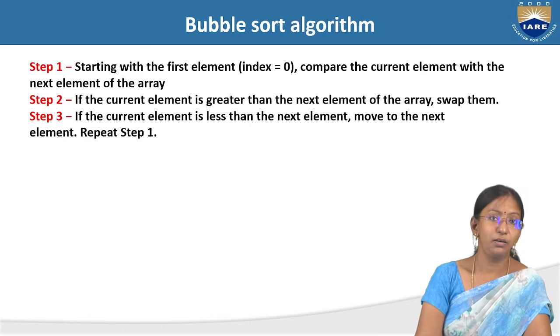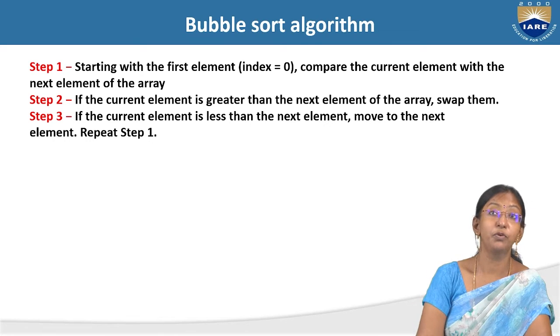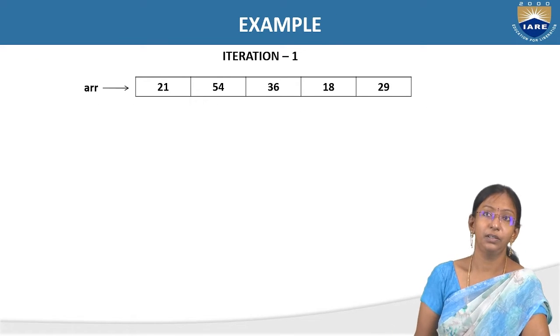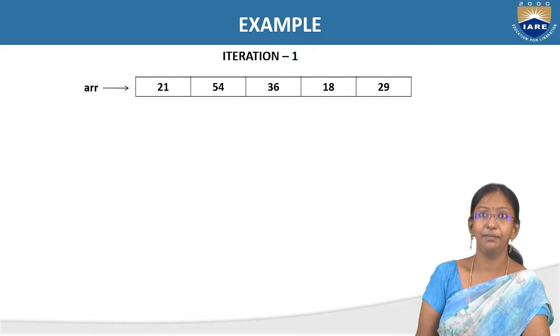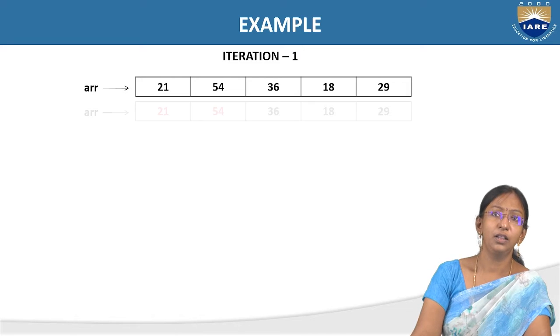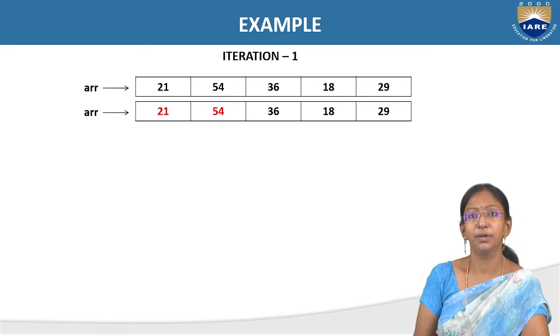This is the basic funda of bubble sort, which I'm going to explain using an animation. Please have a look at this one. This is an unsorted list. I have taken a very small list which consists of just 5 elements: 21, 54, 36, 18, and 29.